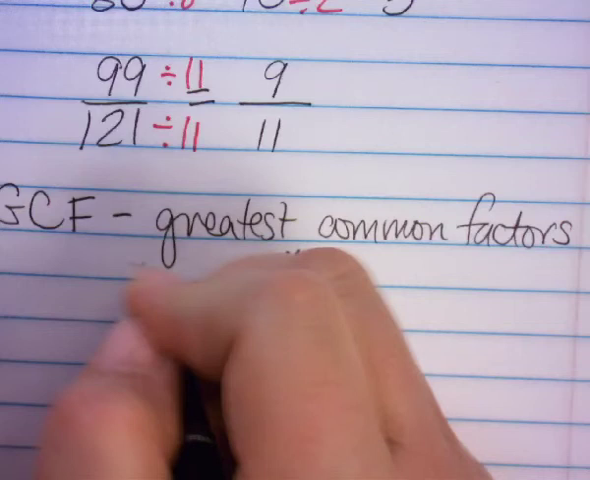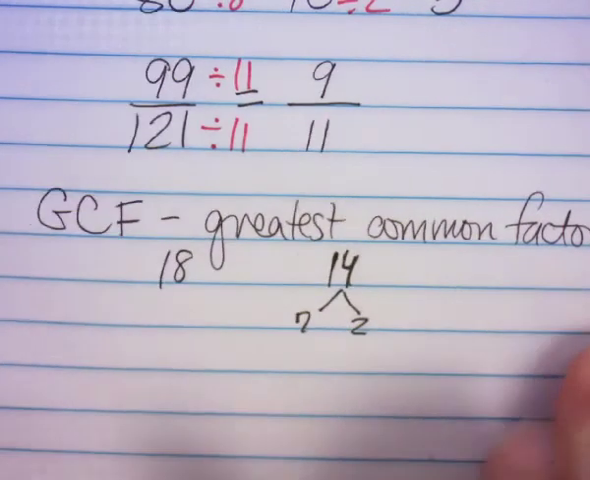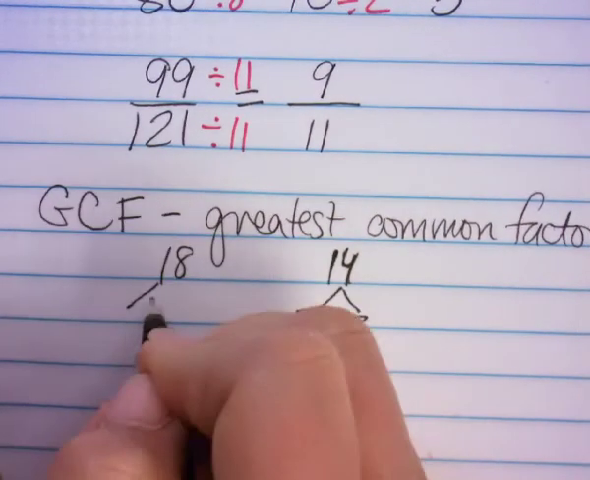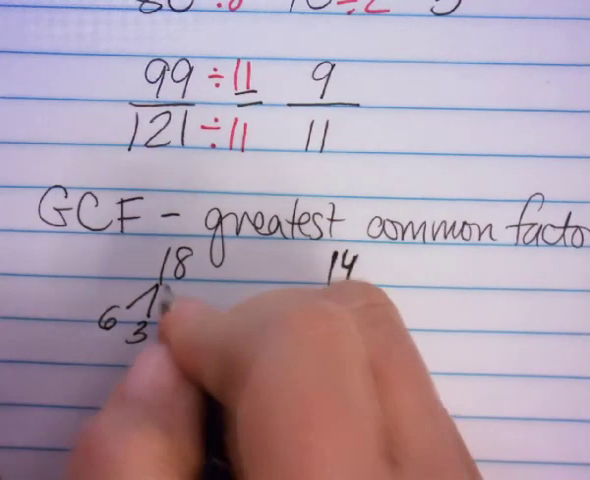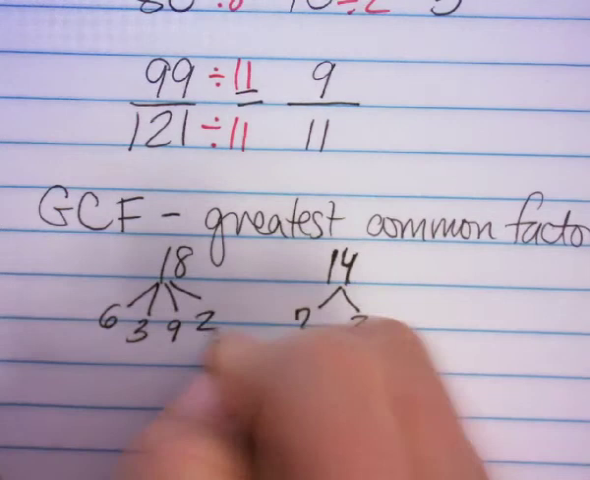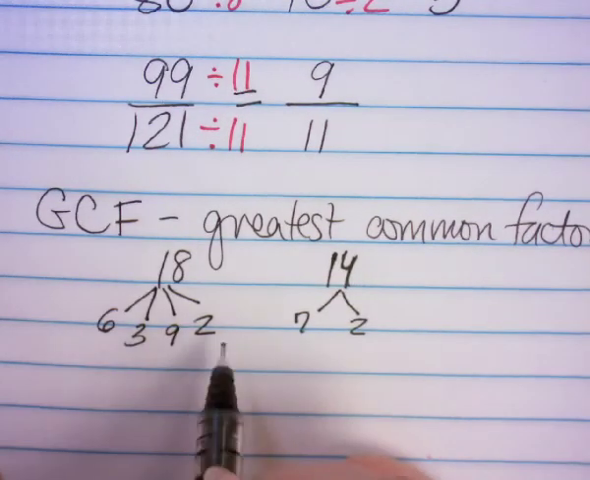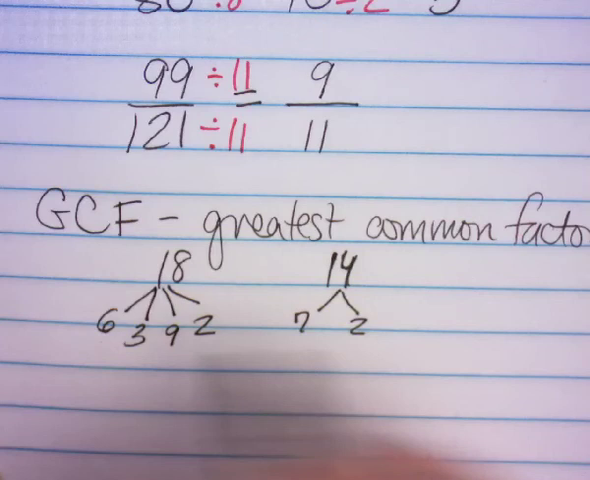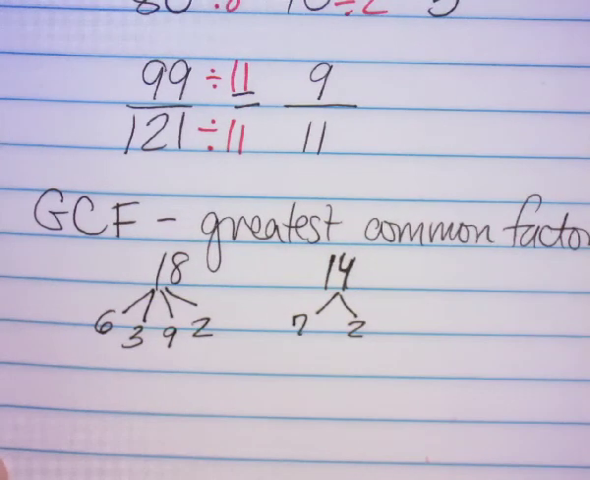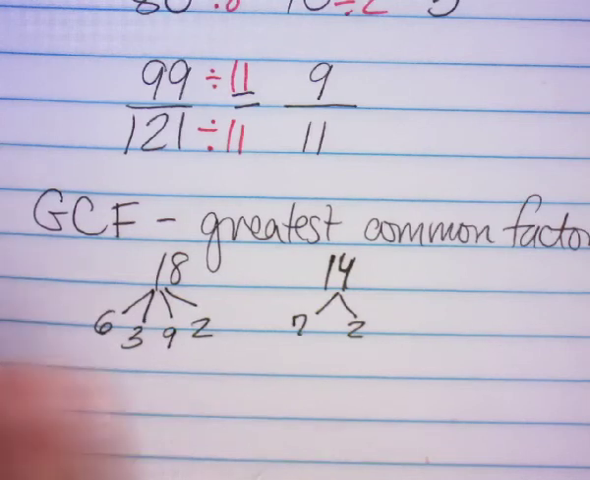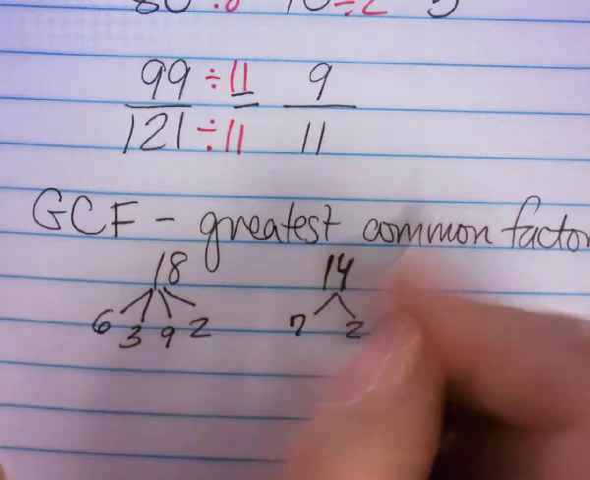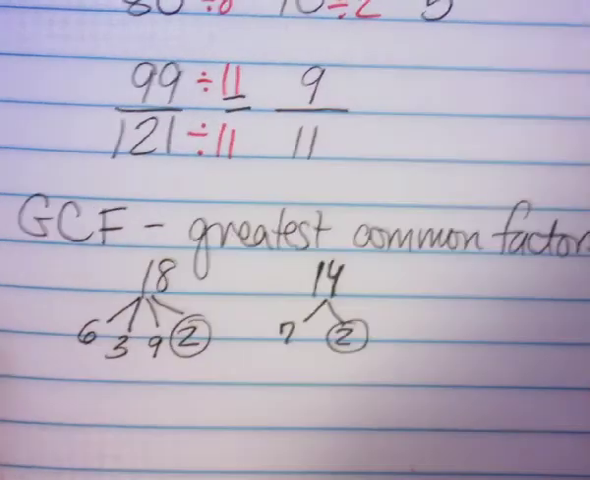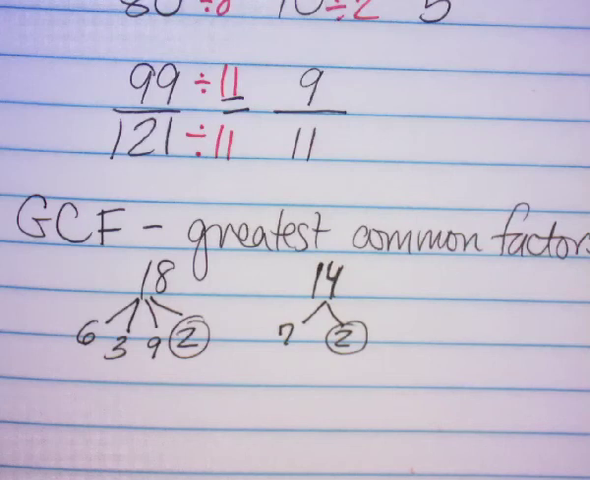Okay. What about, let's do 18. 6. Okay. 6 and 3. 9 and 2. Okay. Which one of these would be between these two numbers? What is our greatest common factor? 9. Common. They both have to have it. 2. It's the only factor for this one. Okay. Even though it's not the biggest number, it's the biggest one they have in common.